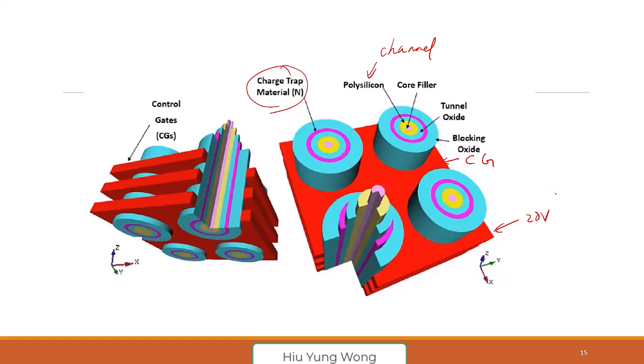Any question about this one? I think there's not much I can say. I'm not going to talk about the fabrication process. So if you understand this figure, that would be good. If anything is not clear, please let me know.